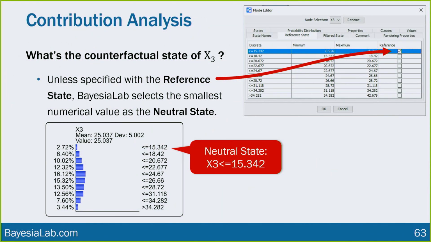Now in BayesiaLab, we can specify that. By default, BayesiaLab picks the lowest numerical value as the neutral state, but we can choose anything we want. This is especially important when we use categorical variables, where the neutral state is blue as opposed to green, yellow, purple, what have you. Then we can specify that in the node editor and check the box for reference state.